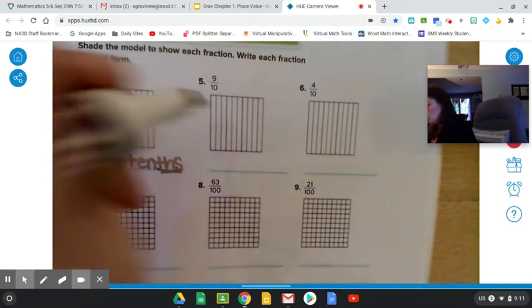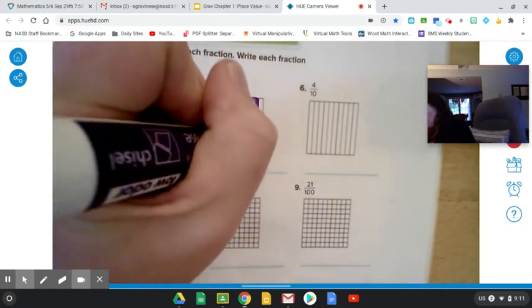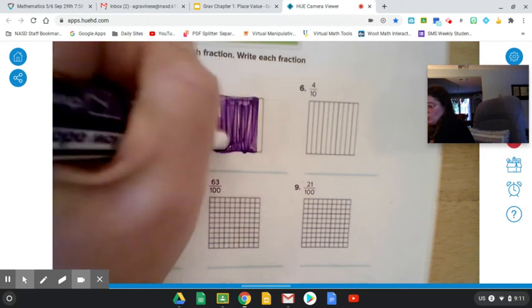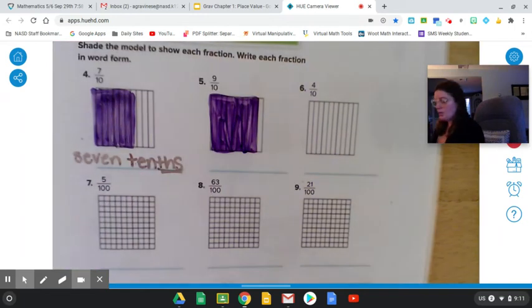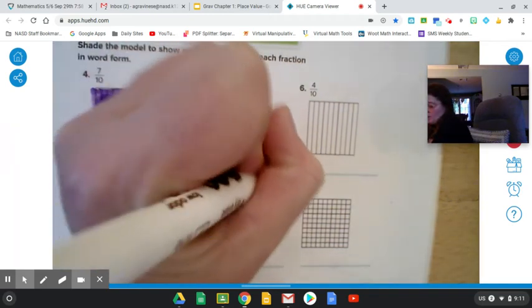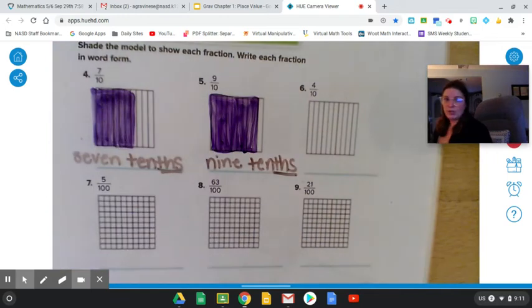Okay, so this is what you should have gotten. You should have shaded in all except for 1, which would be 9 out of 10. And to write that in word form, we write 9 tenths. Make sure you have that THS. All right, let's jump down to number 7.